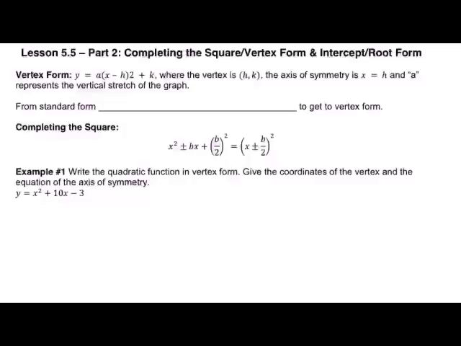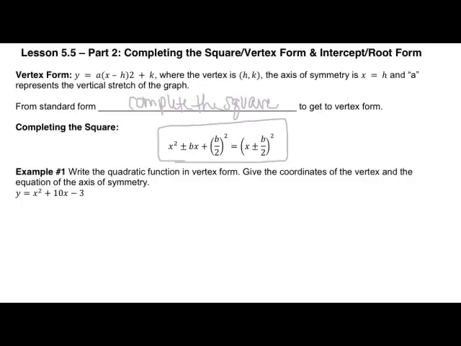So just a reminder, vertex form is y equals a times the quantity x minus h squared plus k, where the vertex is (h, k), the axis of symmetry is x equals h, and a is the vertical stretch of the graph. So from standard form, in order to get to vertex form, we have to complete the square. So we know that our formula for completing the square is here.